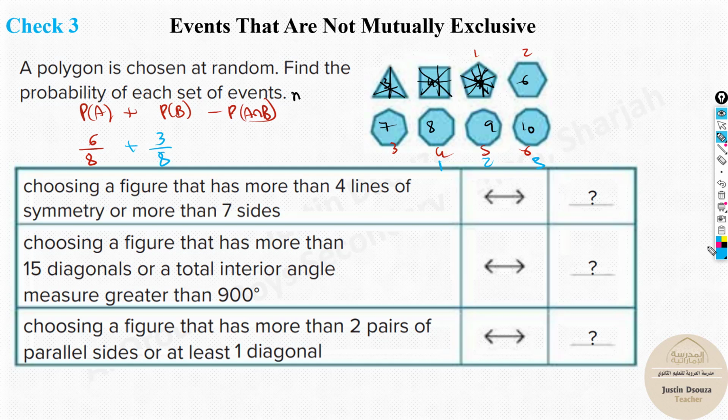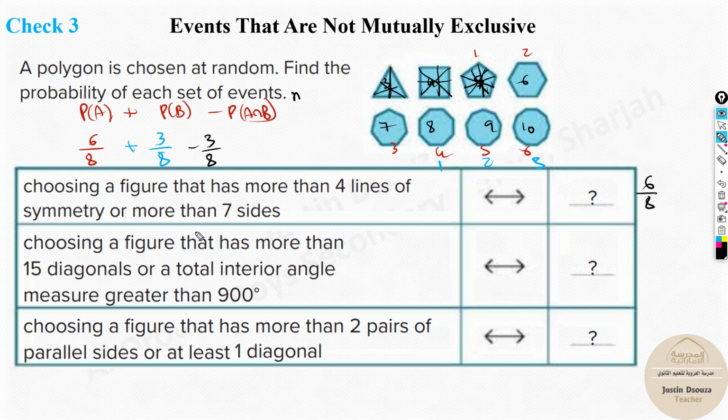Now what are the common shapes? You can see 1, 2, 3, 4, 5, 6. The last three are common, that is the octagon, nonagon, and decagon. So minus 3 by 8. So the answer is 6 by 8. That's it. So for the first one, the answer is 6 by 8. I hope this is clear.